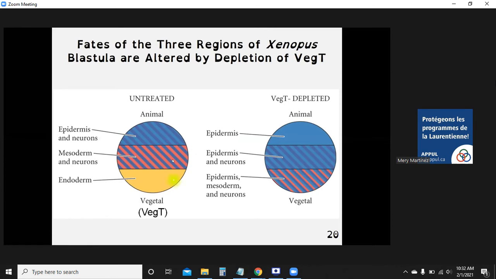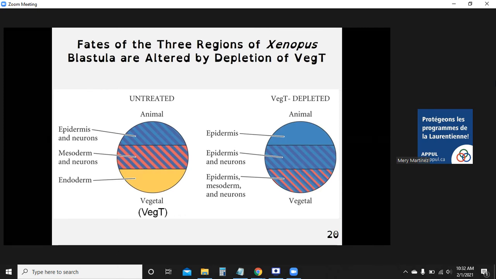So this is an untreated embryo, animal vegetal pole, start dividing, VegT gets expressed greatly in this section. And then we have epidermis, a nervous system, endoderm with high quantities of this, and then the mesoderm that finds itself between the 2 layers here becomes the mesoderm and some neurons and interneurons.